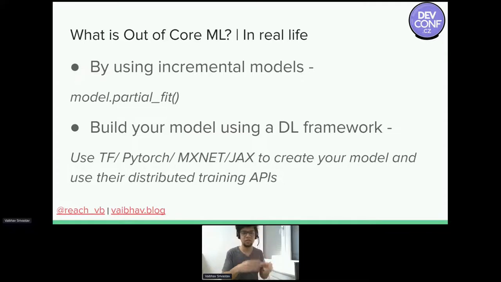So you create a model, and then you can tell it these are the device IDs, or these are the GPU IDs that I want my model to be pushed on and trained on. So as long as the GPU itself can load your model and can process the batch size that you've given to it, the model training would happen in a distributed fashion.